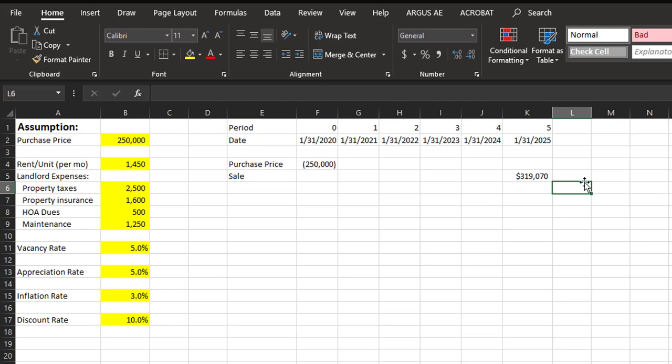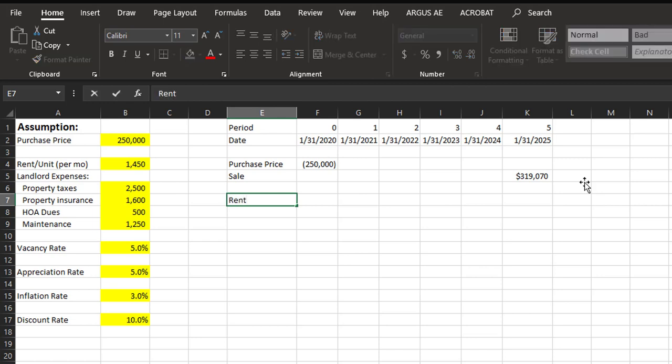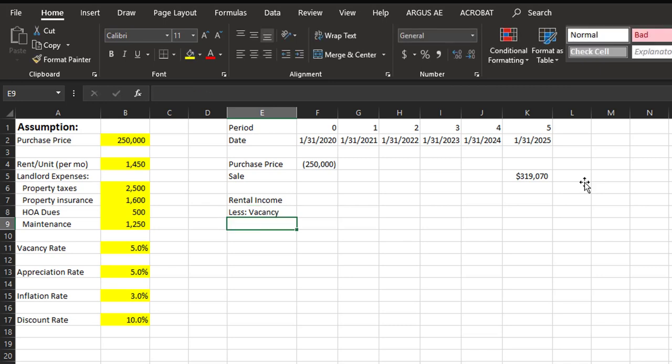Well, let's keep moving here. The next thing that we have to deal with are all the cash flows from renting this property. So we've spelled out the assumptions over here to the left. So the first thing I'm going to do is do the rental income. And we'll start taking out some things. So the first thing we're going to do here is take out vacancy from the rental income.